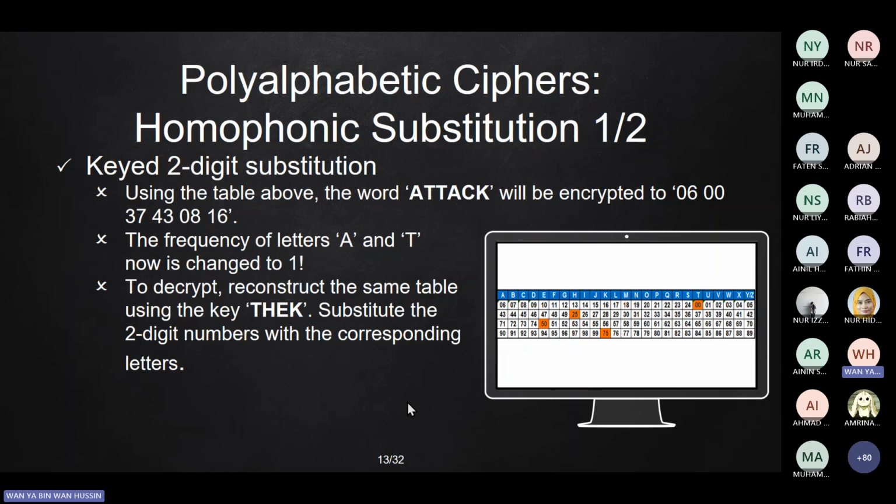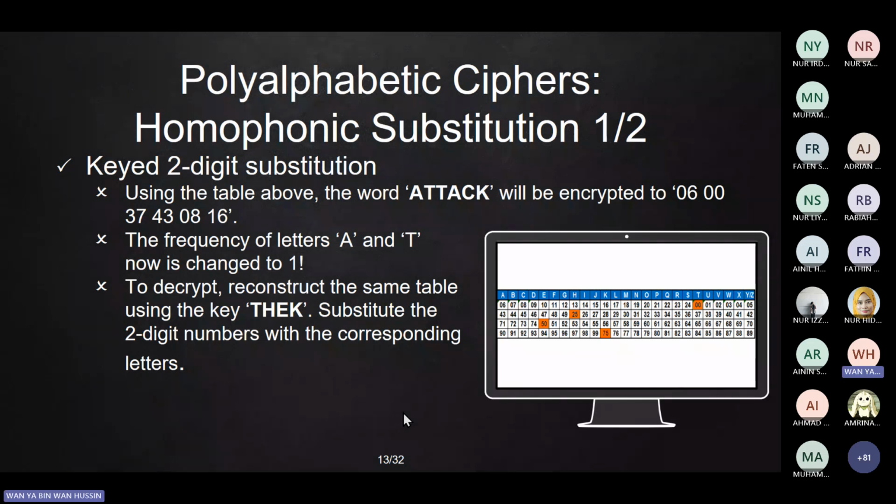There are two crypto algorithms that we will learn. Under homophonic substitution cipher, homo means single and phonic means sound. Here you see we will replace all the alphabet with a number, two-digit numbers. That's why we call it two-digit substitution cipher.